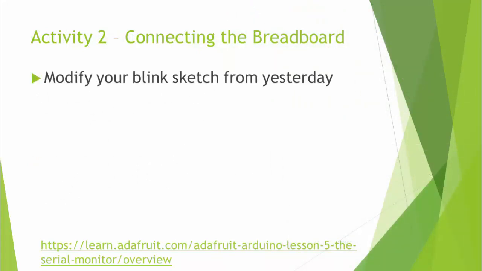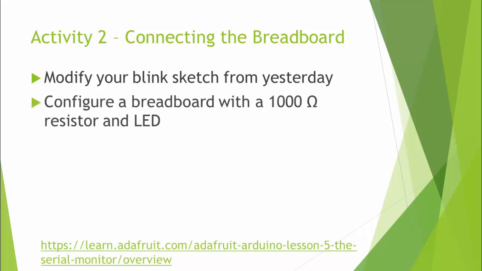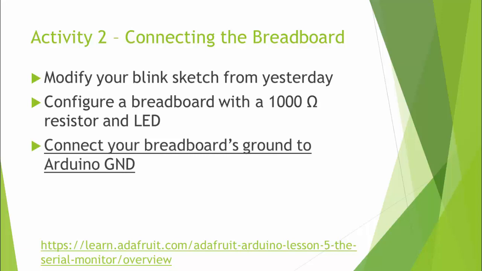And this brings us to activity 2, connecting the breadboard. You can take your blink sketch one more time, and instead of outputting to the onboard LED, configure a breadboard with a 1000 ohm resistor and an LED. Connect your breadboard's ground to the Arduino ground. Connect your LED to pin 9. Remember, make sure it's a polarized component, so make sure that the positive end of the LED is connected to pin 9. And you can go ahead and blink your breadboard's LED instead of the onboard LED.